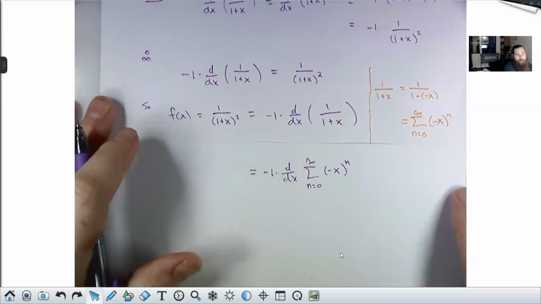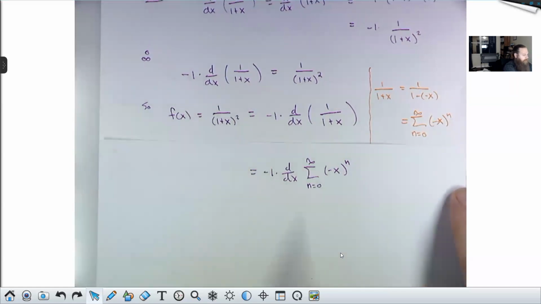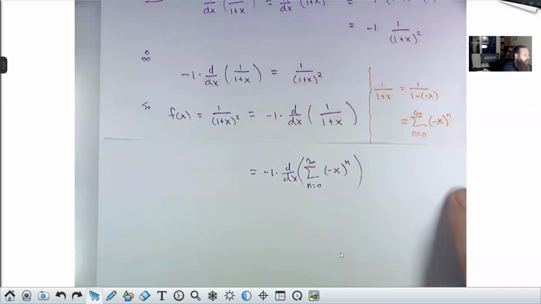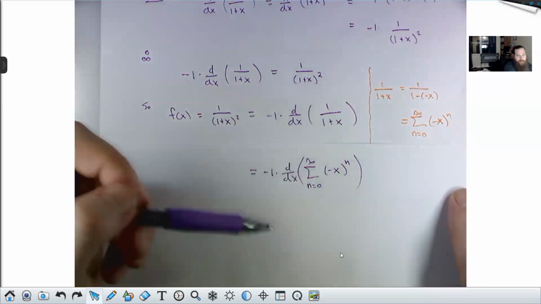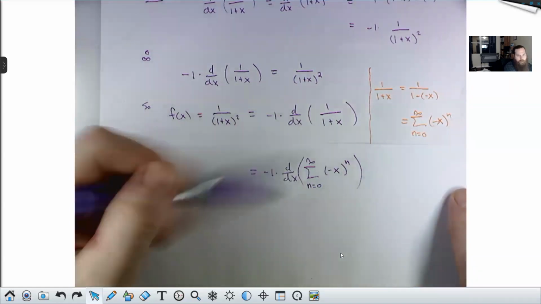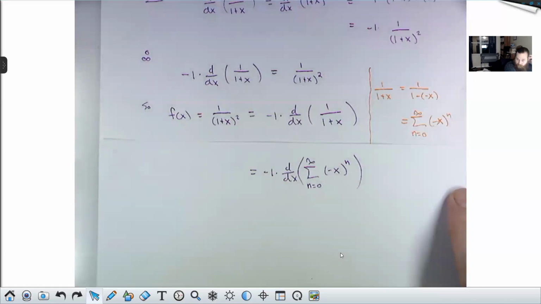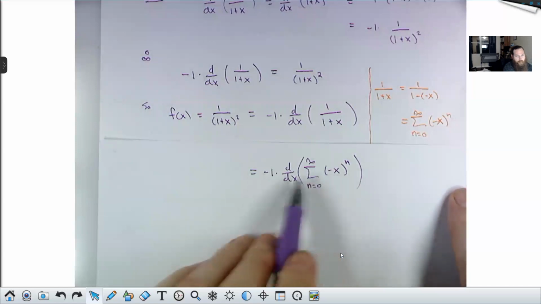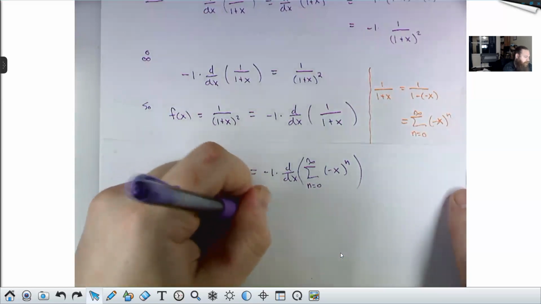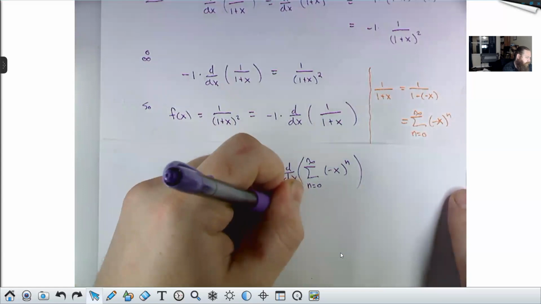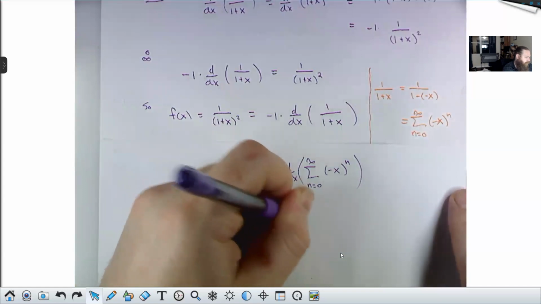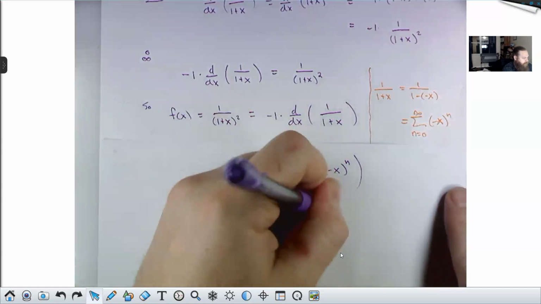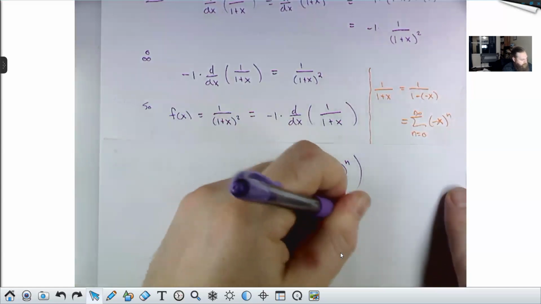That's all. This function can be written as this series, right? I can put the parens back if it helps you see. This function can be rewritten as this series. So negative 1 times the derivative of that function is negative 1 times the derivative of that series. Now we simplify this and apply the differentiation theorem. So it's negative 1 times d dx of sigma n from 0 to infinity, negative 1 to the n, x to the n.